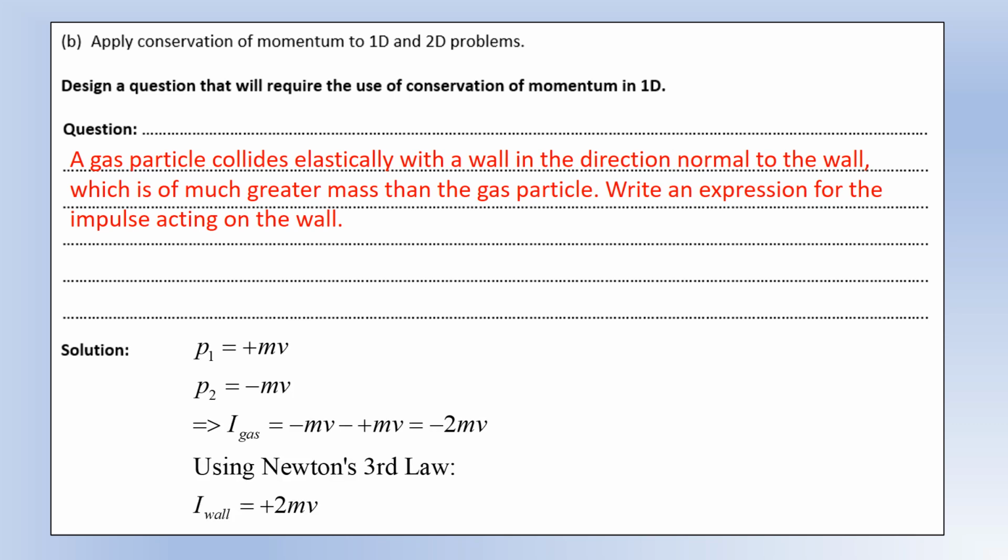So if it's an elastic collision and the wall's not going to move, we're going to end up with a situation where the initial momentum is plus mv, the final momentum will be minus mv of the gas particle. So impulse is the change in momentum, which is going to be minus 2mv for the gas particle. So using Newton's third law, the impulse on the wall must be plus 2mv.